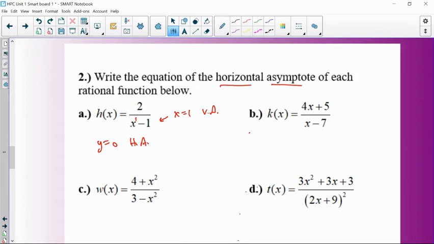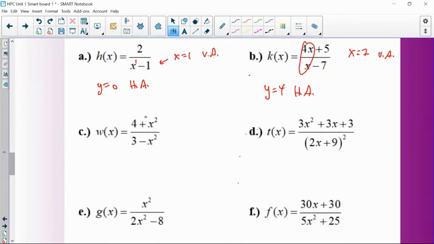Okay, example B. They both are linear. So look at the ratio of the coefficients, 4x and x. Even though I already know x equals 7 would have been a vertical asymptote, I also know that y equals 4 is the horizontal asymptote. Now, the next example, they're both quadratic, right? x squared, it's a tie. So we look at the ratio of those coefficients. It's like a 1 to -1. So I would say the horizontal asymptote is y equals -1.